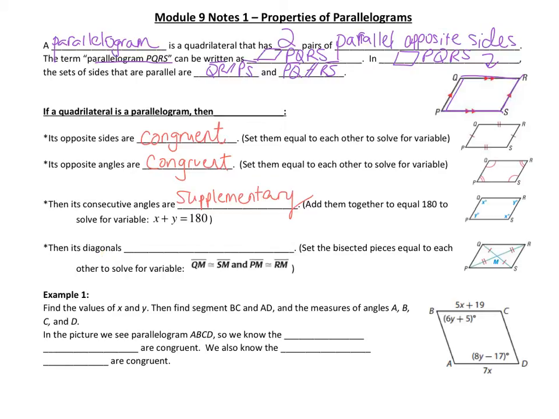The last property is something about the diagonals, so QS and PR, they bisect each other. This means that each of them is cut in half. So not all 4 of the pieces are equal to each other, just the initial diagonal is cut in half and the other diagonal is also cut in half.